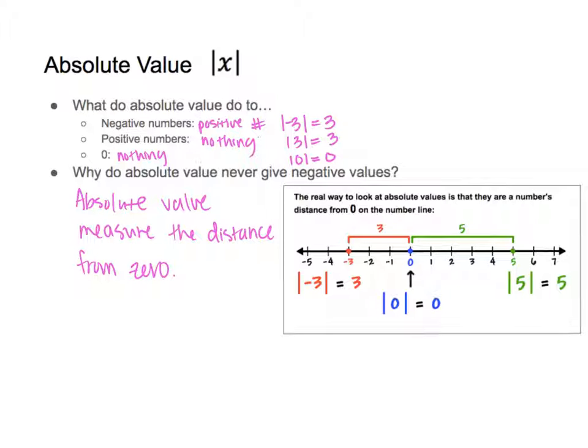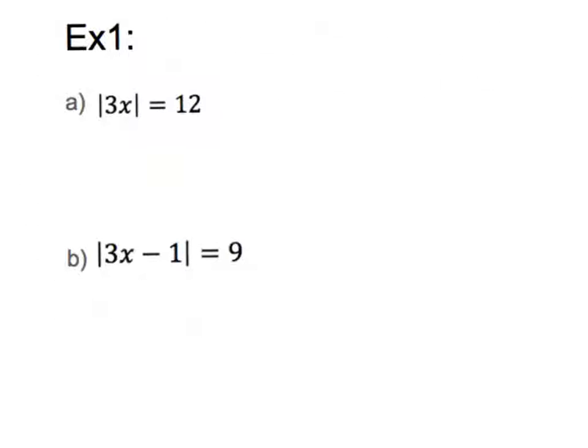So now let's take a look at some practice problems where we're actually computing stuff. All right, let's take a look at this problem here. With example 1, I have some stuff inside the absolute value, and it says that the absolute value of 3x equals positive 12. Now here's the thing.